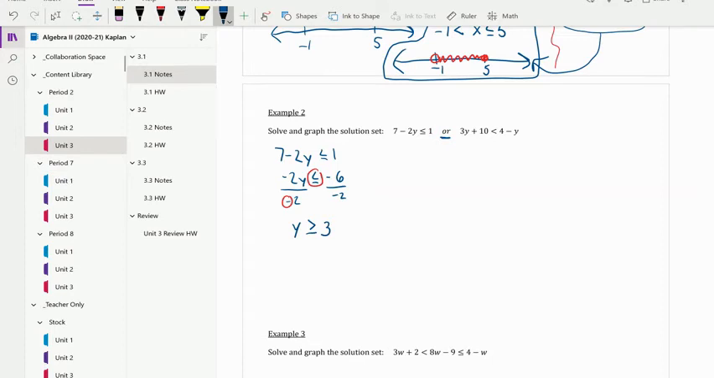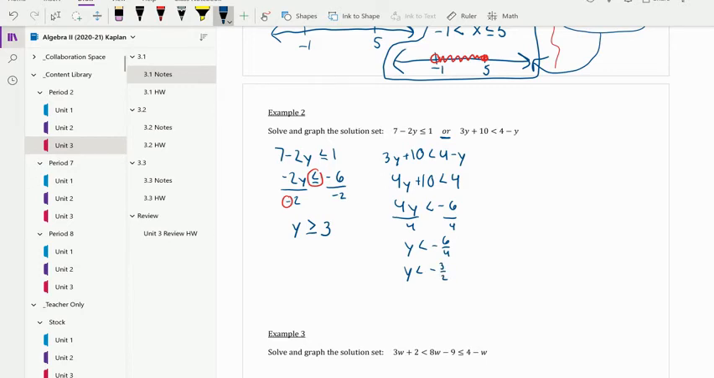Our other inequality was 3y plus 10 is less than 4 minus y. Well, let's start this one by getting our y's on the same side. So I'm going to add y to both sides. So we get 4y plus 10 is less than 4. Subtract the 10 over, so we get 4y is less than negative 6. And then we divide by 4, right? We divide by 4 to get that y is less than negative 6 over 4, which is really y is less than, that would be negative 3 over 2.